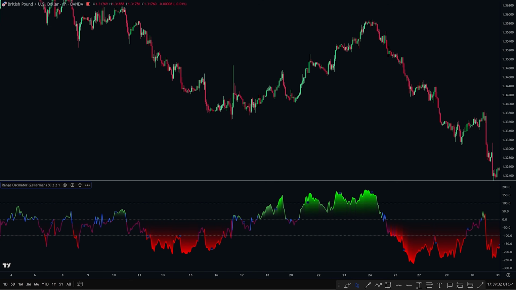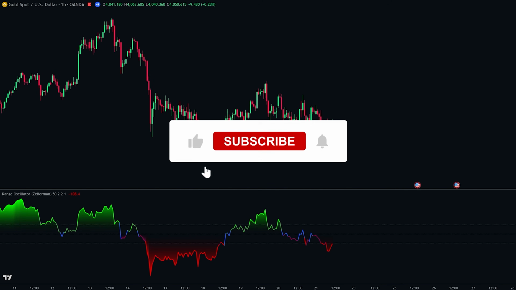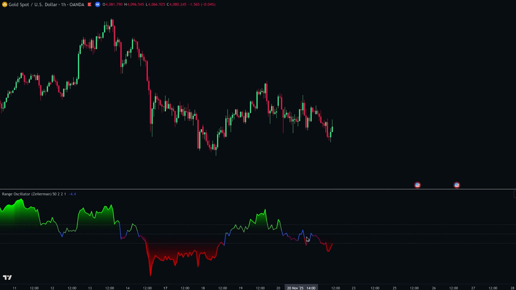Now let's move into our first trading setup using the Range Oscillator. We're simply combining a trendline with the Range Oscillator to create a clean and reliable setup. For a buy trade, here's what you want to look for. Start by checking the Range Oscillator and make sure it's forming a series of lower highs. This tells you bearish momentum is weakening. Once you confirm that, take your trendline tool and draw a bearish trendline downward, connecting those lower highs on the oscillator. From here, all you're waiting for is a breakout.